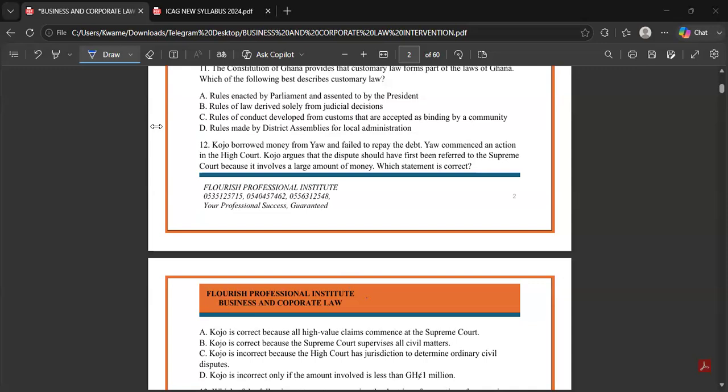Okay, that's for customary laws. So rules of conduct developed from customs that are accepted as binding by a community. But bear in mind that for customary laws, it is accepted so long as it is not contradicting the constitution of the land. So an example of customary law which may not be recognized as a law in the country, though a community can accept that it is binding, is the issue of maybe human sacrifice.